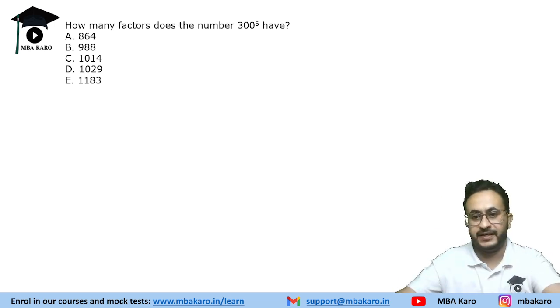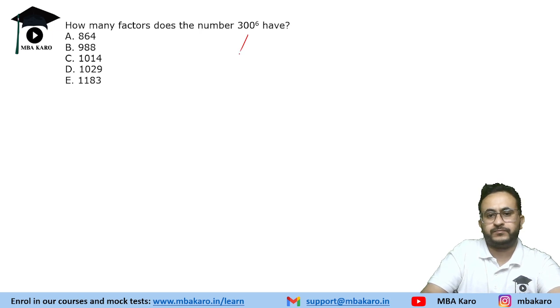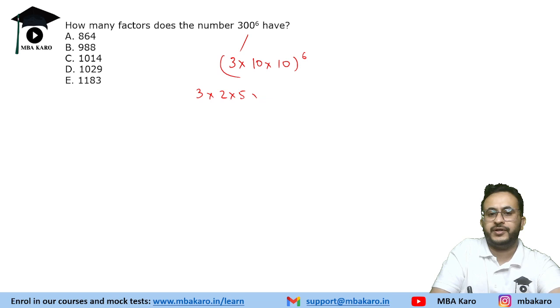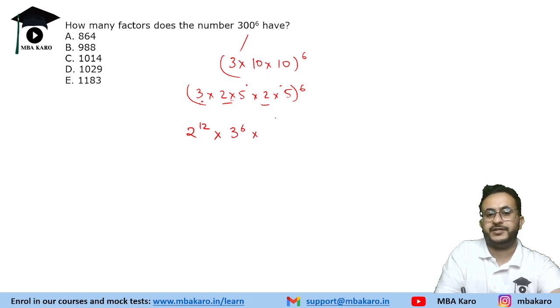So we have 300 can be written as 3 into 100, or 100 can be written as 10 into 10, right? Raised to the power 6. So it can be written as 3 into 2 into 5 into 2 into 5 whole raised to the power 6. So we can say that this is 2 square raised to the power 6, 2 raised to the power 12 into 3 raised to the power 6, and 5 into 5 is 5 square, raised to the power 6 is 5 raised to the power 12.